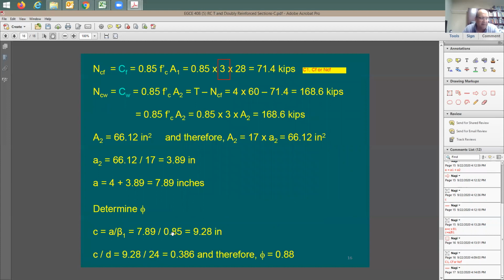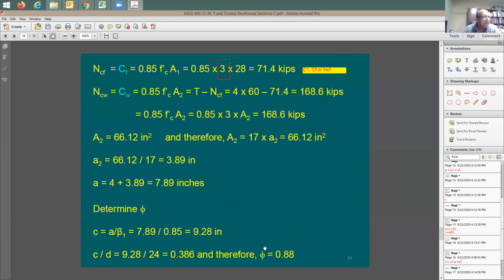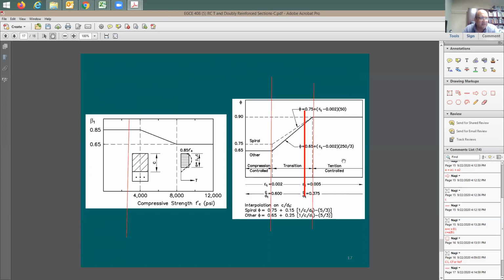So, okay, 0.386. Where's the 0.386? Now, which one is this? Which value is this? What's the c over d ratio that you have in here? 0.375. How about the c over d value here? Say 0.6. So where is this that we're talking about, 0.386? Do you think it's going to be on this side, transition to tension control, or transition to compression? 0.386, it has to be in here. This is actually the solid line. You have this graph, we are working with the solid line, and the phi factor is lower than 0.9.